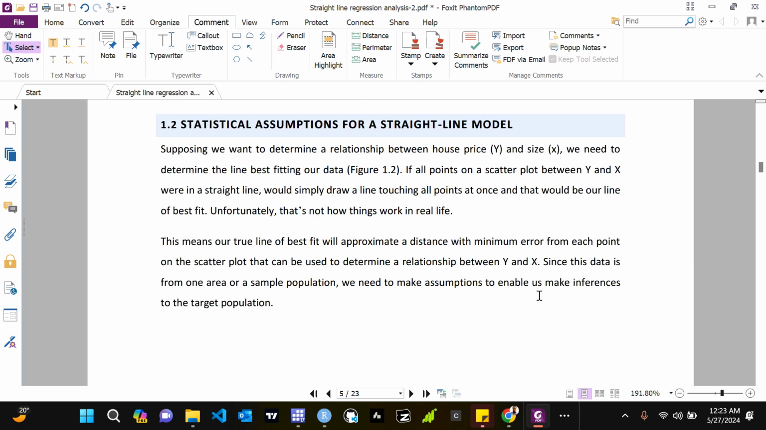So what are the statistical assumptions for a straight line regression model? When do we really use a regression analysis? Because we don't just pick a regression model and use it. We have to first know that all the assumptions are fulfilled, and then we use it.